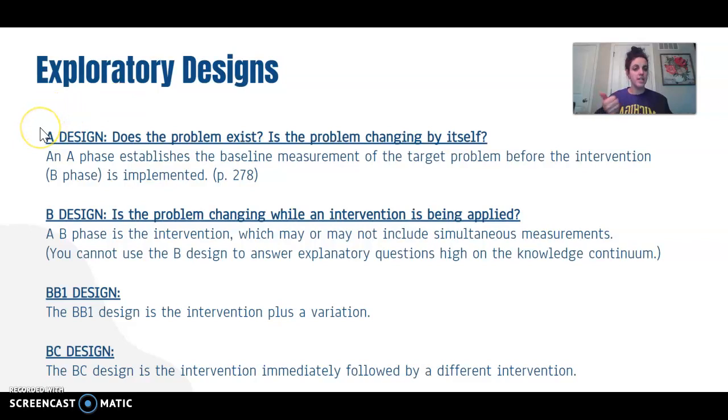So to recap, there's the A, B, and then BB1 and BC, which is where you do a baseline, no intervention, then intervention, then intervention and a variation of the intervention, and then 2 different interventions. All right, so that explains exploratory designs.